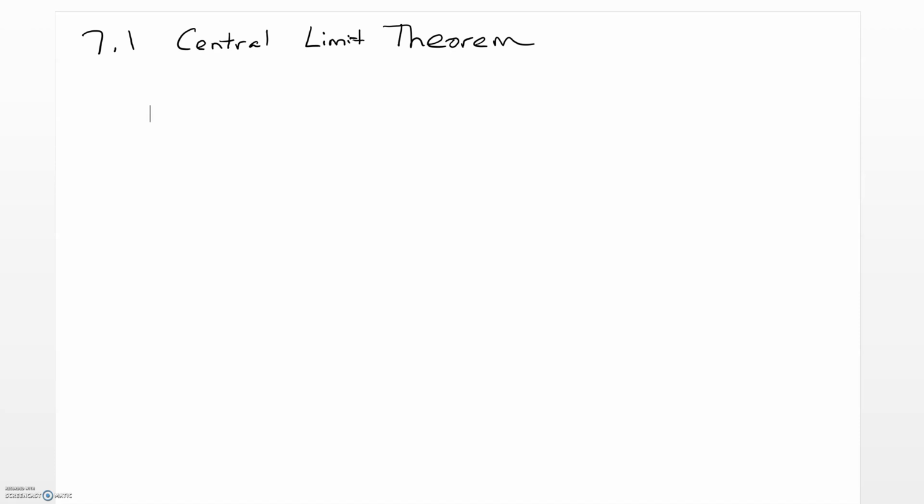Hello, class. In this section, 7.1, we're looking at the central limit theorem. And there's two parts, you can say three parts to the central limit theorem. The first part, if we have a sample size that is greater than 30, so if n is greater than 30, then we can say that our sample is a normal distribution. So we're looking for numbers like 31, 32, or bigger.